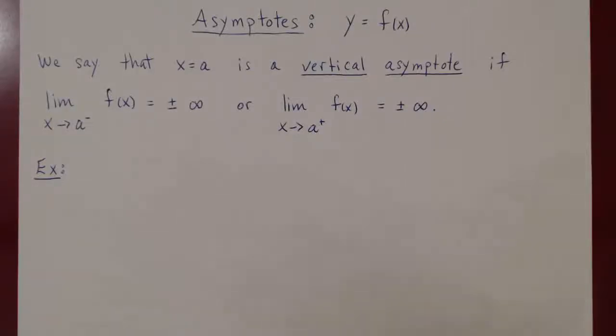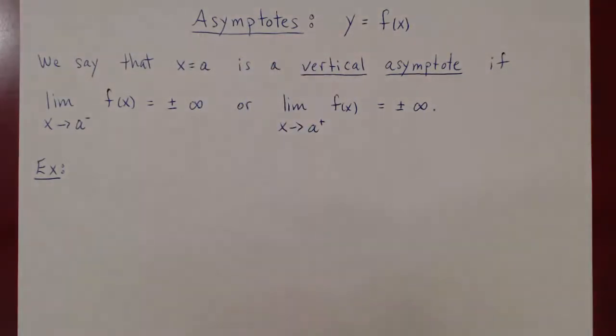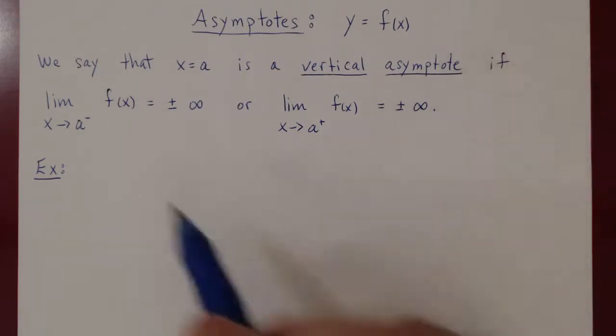Okay, so in this video, we are going to look at the topic of asymptotes. And as we will see, there are two types of asymptotes for a function, say y equals f of x. There are vertical asymptotes, and there are horizontal asymptotes. So let's look at the first type.